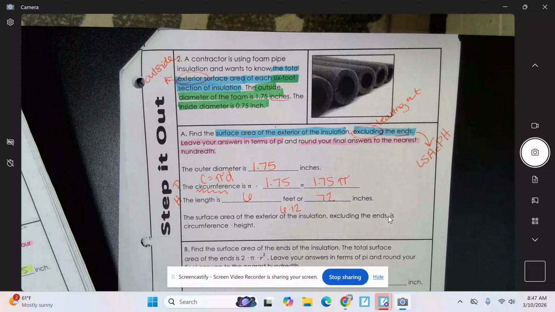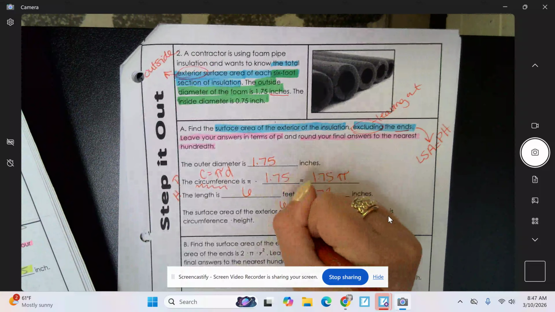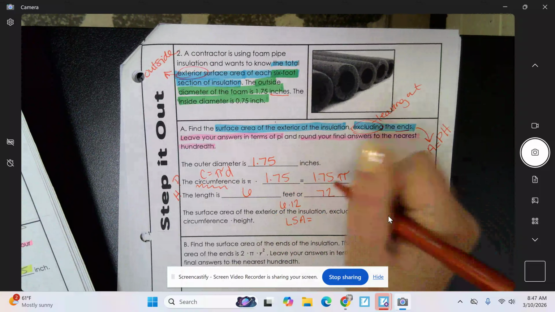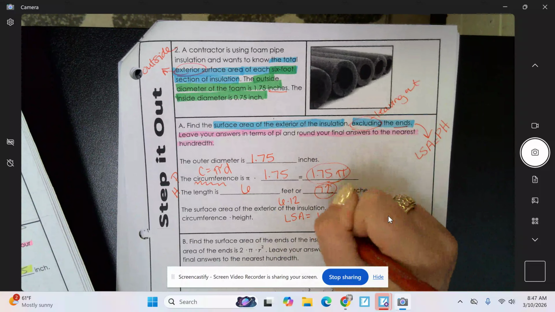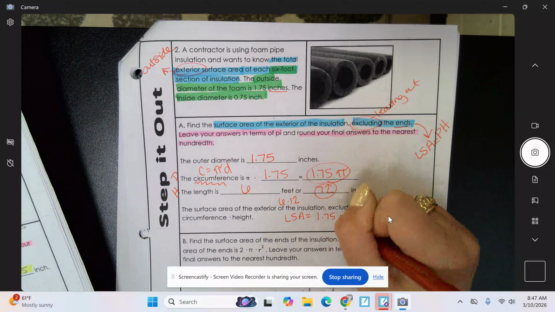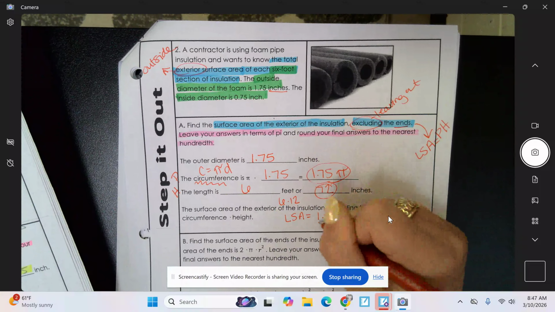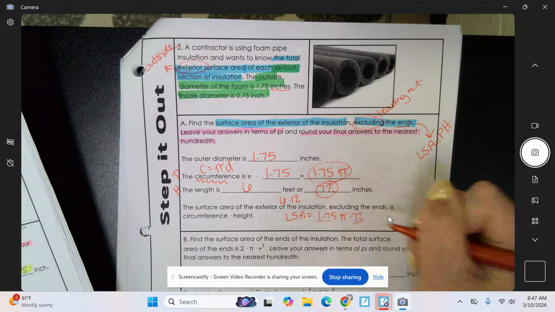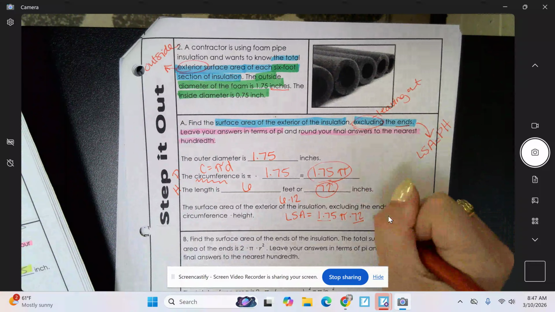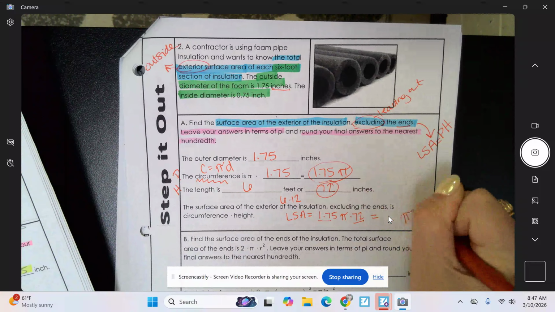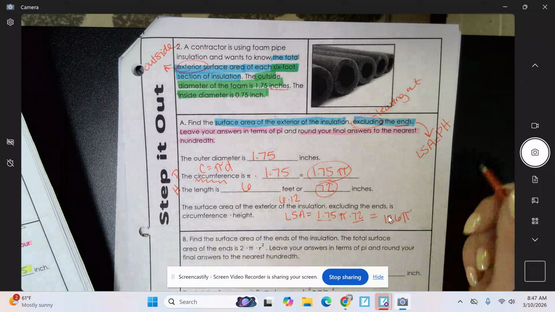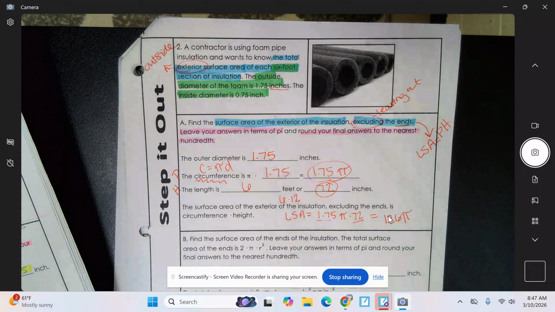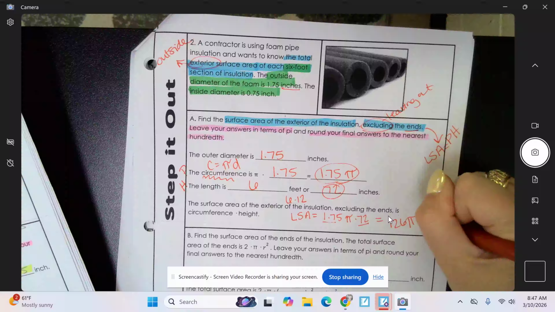So now we can find the lateral surface area. We're going to take our P and our H and multiply them together. So 1.75 pi times 72. So what is 1.75 times 72, leaving the pi out? 126. All right. That's how much this part covers. Okay? Inches.